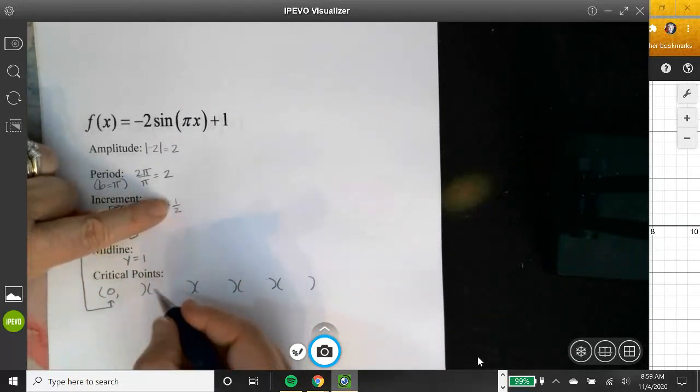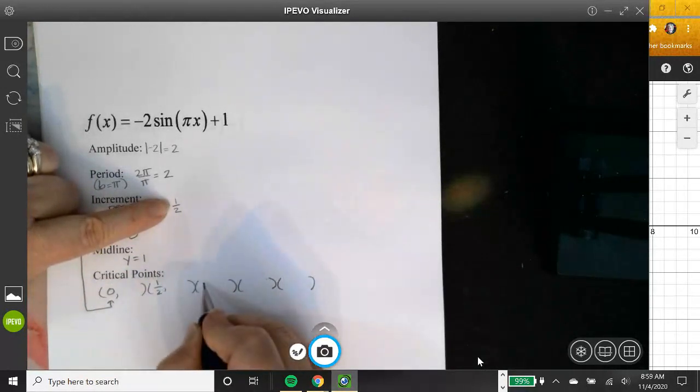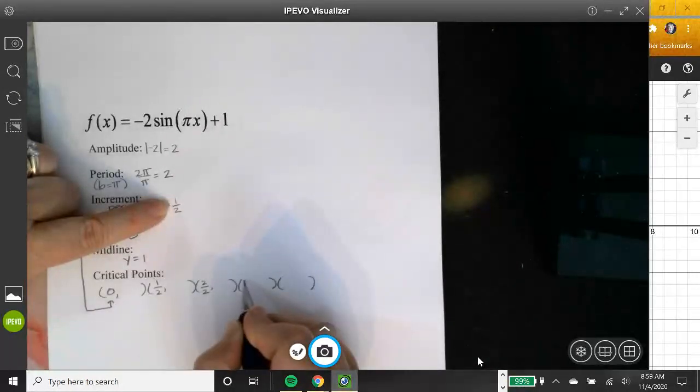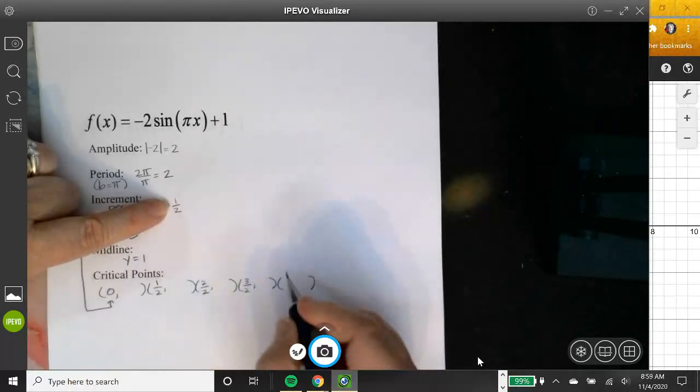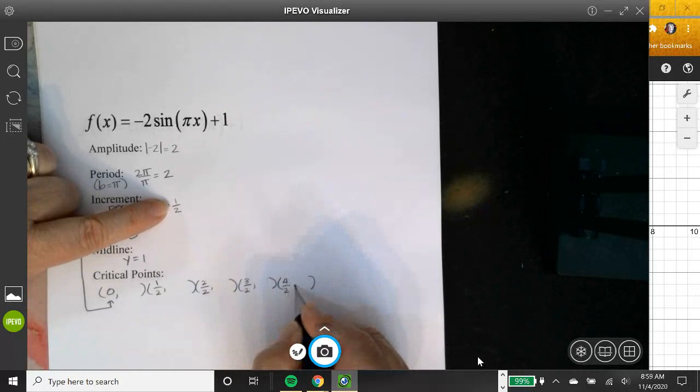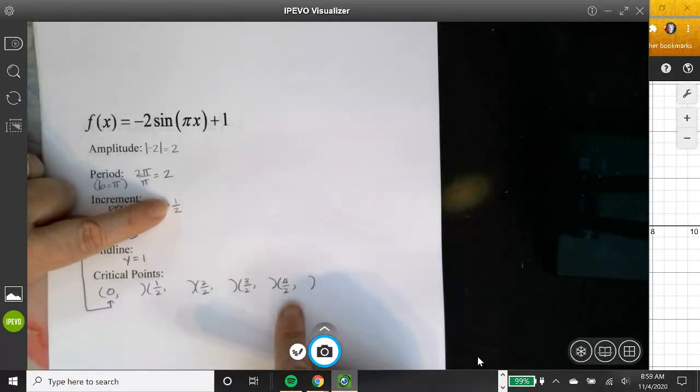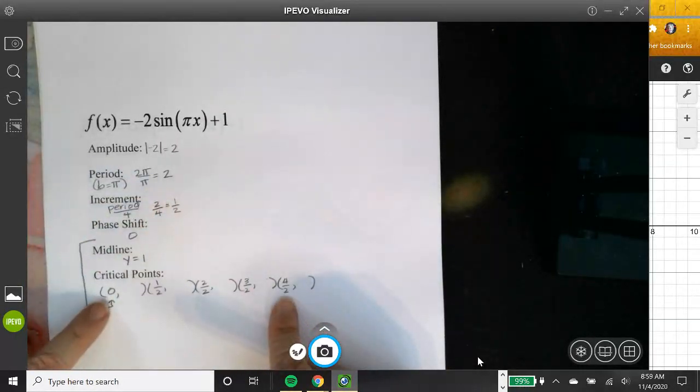I add the increment, which is 1/2. And then add another half, we get 2 halves. Add another half, we get 3 halves. Add another half, we get 4 halves. Okay, and if I were to subtract 4 halves, which is 2, minus 0, I get 2, right? Which is my period, which is what I expect, okay?